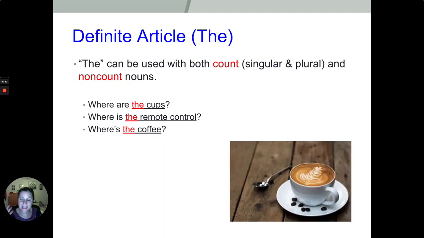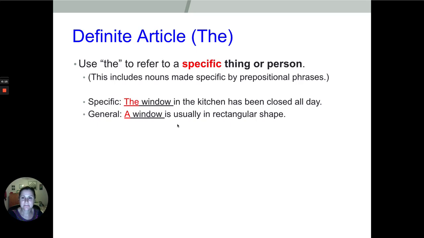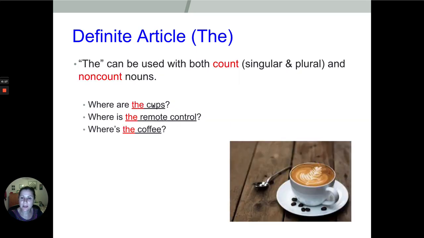Now the definite article is the, and we use this with both count and non-count nouns. Remember with a or an we use it only with count, but the you can use with both count and non-count nouns, like where's the cups? Where's the remote control? Where's the coffee? So for example, cups is count, but coffee is non-count.